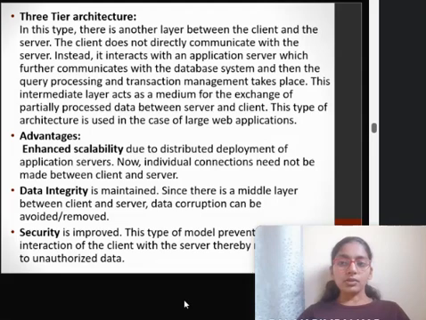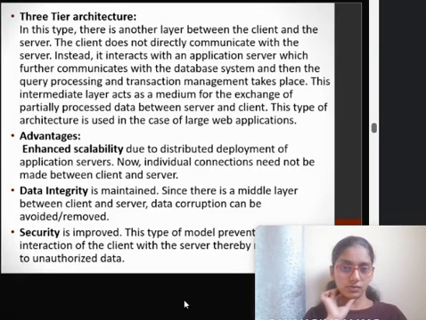Now the three-tier architecture. In this type, there is another level between the client and server. The client does not directly communicate with the server. Instead, it interacts with an application server, which further communicates with the database system, and then the query processing and transaction management takes place. This intermediate layer acts as a medium for the exchange of partially processed data between server and client. This type of architecture is used in the case of large web applications.